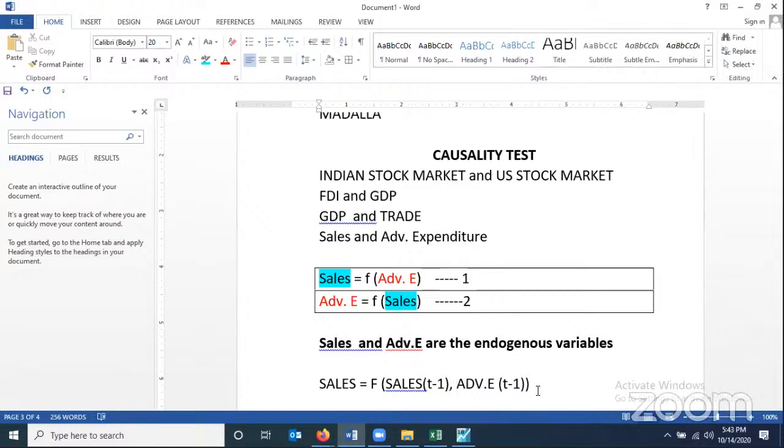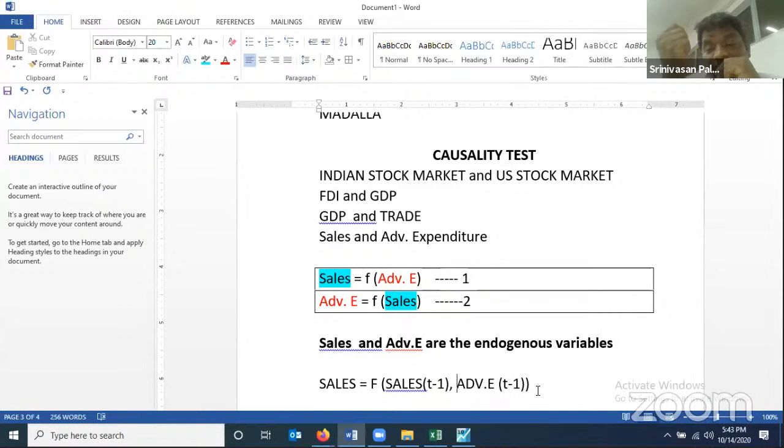At the same time, what is the guarantee that the US stock market is not also influenced by the past values of the Indian stock market? So, if you go for a single equation setup, you will end up with specification bias. So you have to estimate simultaneously. That is what the causality test is, it comes under the simultaneous equation model.